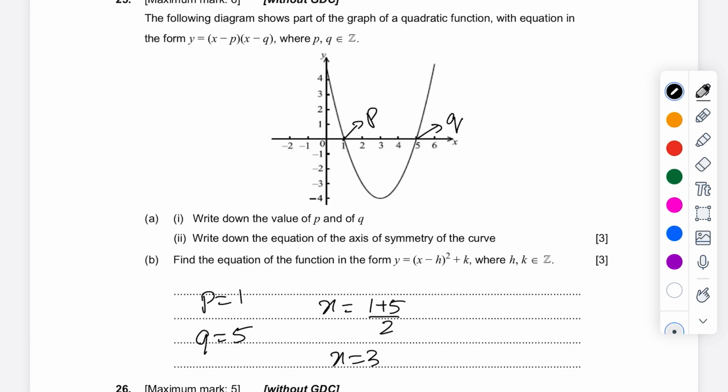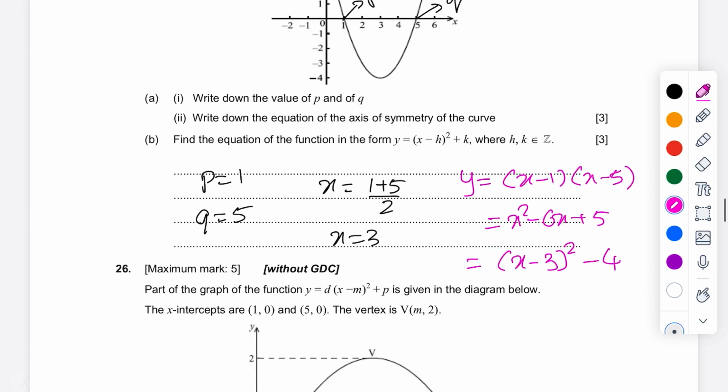Next one, find the equation of the function in the form of. So now I know that x equals 3 is going to be the x coordinate of the vertex. So now I have to get the y coordinate of that one. But what am I going to do? Rather than doing it like this, I know y equals (x minus 1) times (x minus 5). So what does that become? x square minus 6x plus 5. When I do the completing square, it becomes (x minus 3) whole square minus 4. That's going to be the answer.